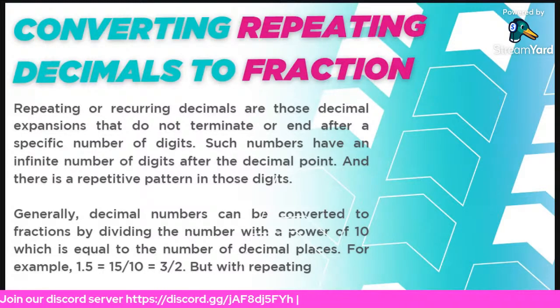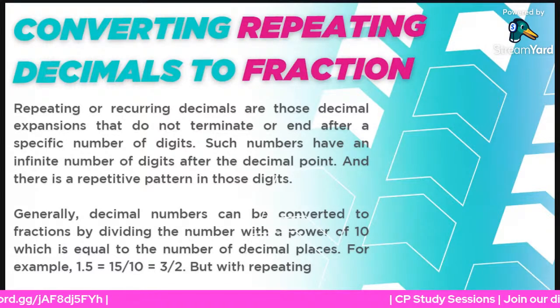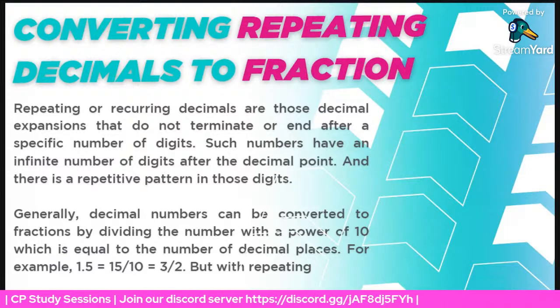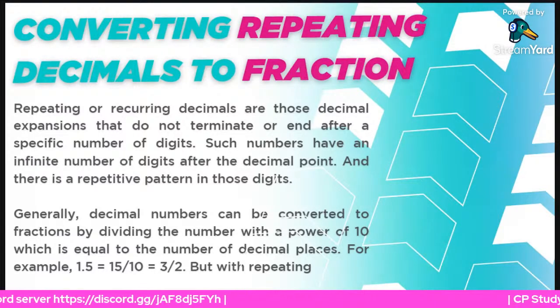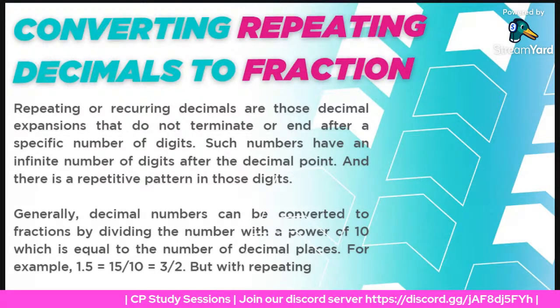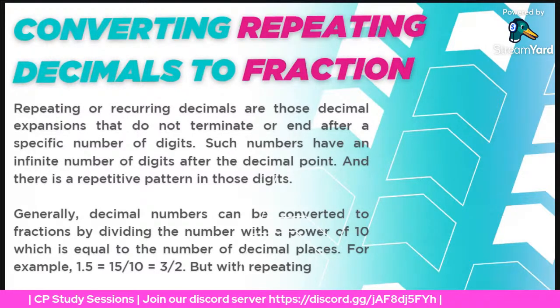Ayan, 0.555 bar. Okay. So it's nice na alam ng karamihan or all ang repeating decimal. So generally, decimal numbers can be converted to fractions by dividing the number with the power of 10, which is equal to the number of decimal places. For example, 1.5 is equal to 15 over 10 is equal to 3 over 2, but with repeating decimals.